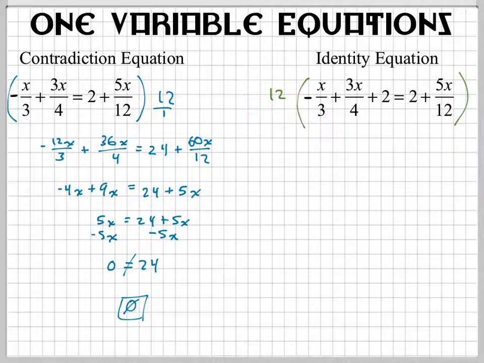Alright, we're going to do the same thing for the identity equation. We're going to multiply everything by 12. I'm going to put the 12 over 1. But I'm going to kind of copy the work that we already did because a lot of it's the same.